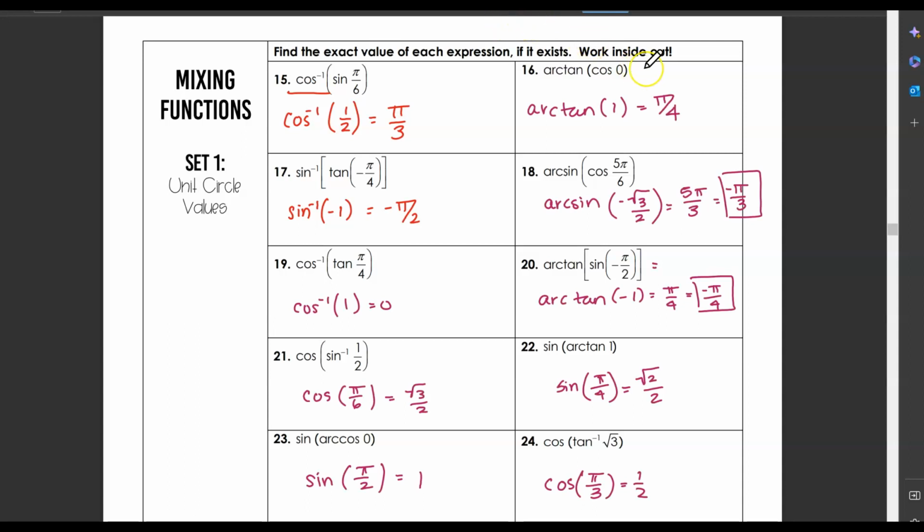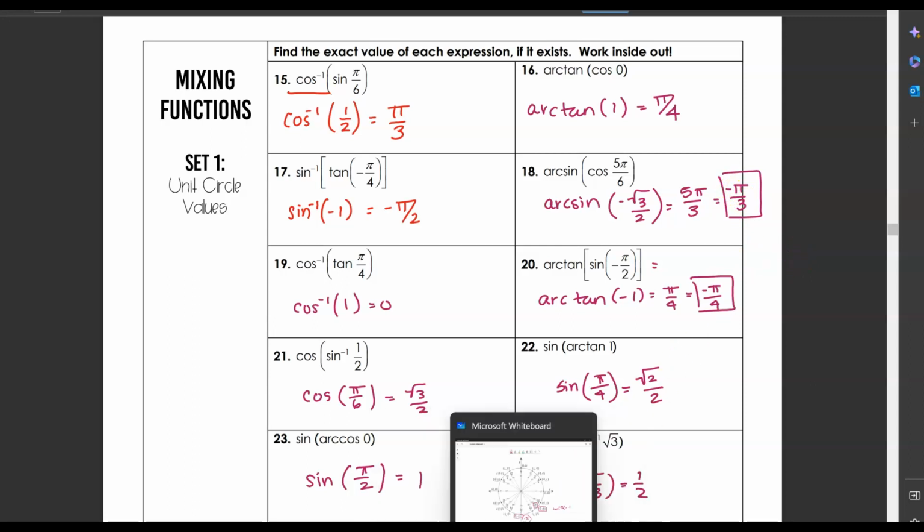All right, class. So after attempting 16 to 24, let's just double check to make sure that you got it all down. So for number 16, you should have seen pi over 4. For number 18, calculating that negative root 3 over 2 from that 5 pi over 6, we do get a 5 pi over 3, but keeping in mind, how do I rewrite this within that domain? So it should be negative pi over 3.